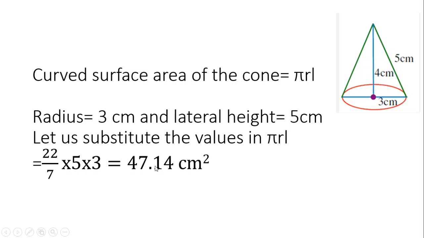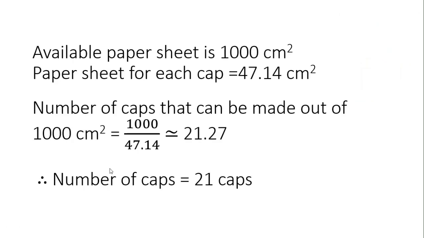Each cone means each joker cap. That means each joker cap requires 47.14 square centimeters of the paper sheet. That much paper sheet is required to prepare one joker cap. But we need to find the number of joker caps, because the total area of the paper sheet is given. The available paper sheet is 1000 square centimeters. The manufacturing company has that much paper sheet, and each joker cap should have 47.14 square centimeters.